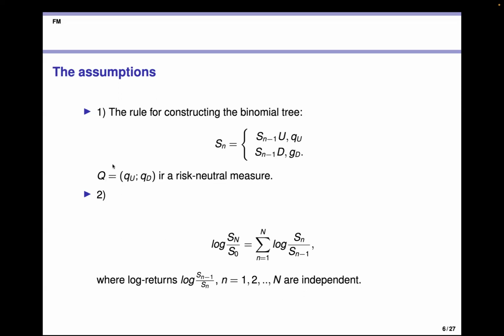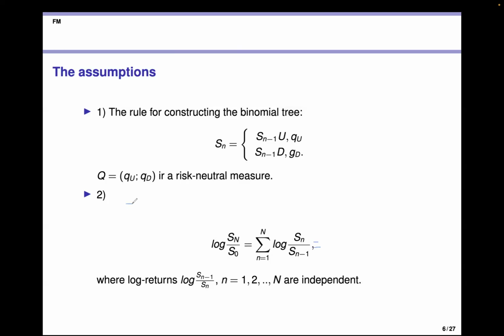So, and the next assumption will be that this value, log of S n minus 1 divided by S n, will be independent. And why does the left side equal the right side? It's easy to check.